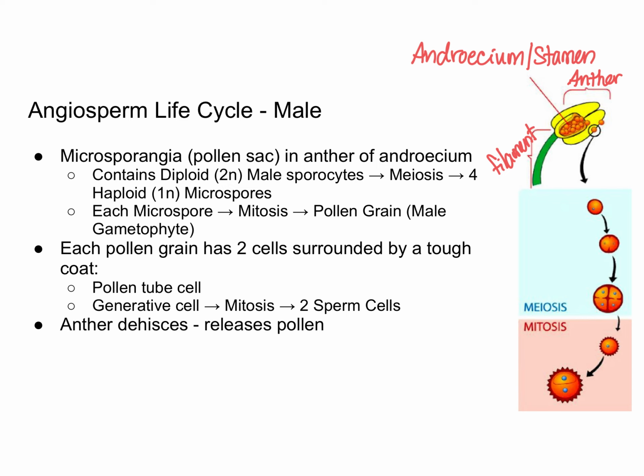And inside the anther, you have the pollen grains. And technically, they're not pollen grains until they get to this point down here, but we'll talk about the sequence of events that gets us to that point. The pollen sac, also known as the anther sac, is the microsporangium. And it is located in the anther of the androecium.